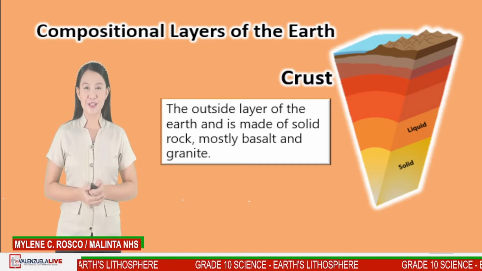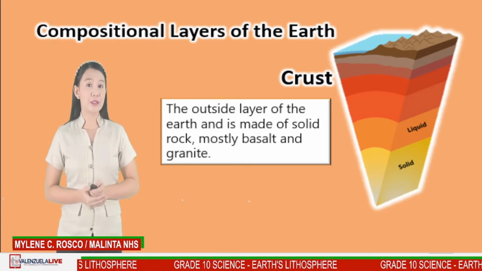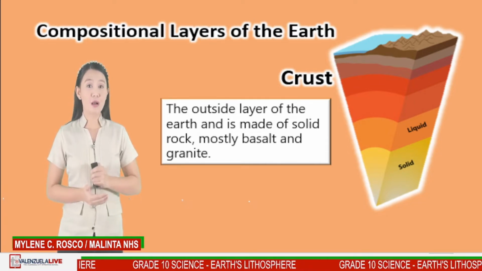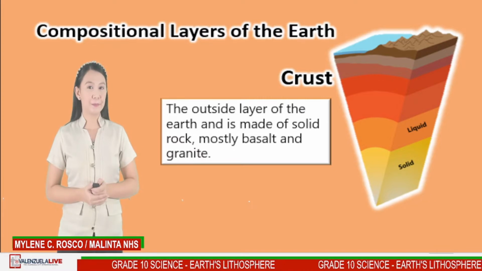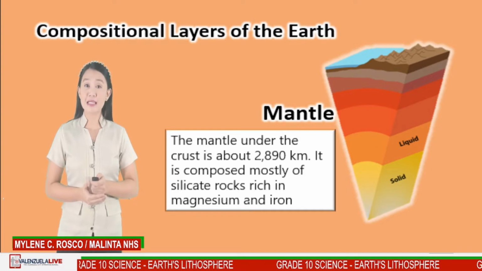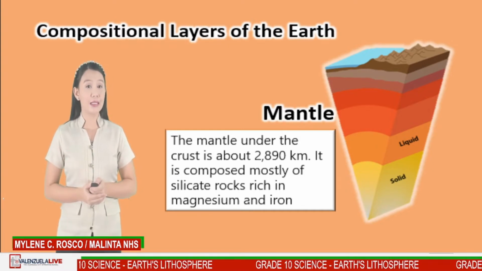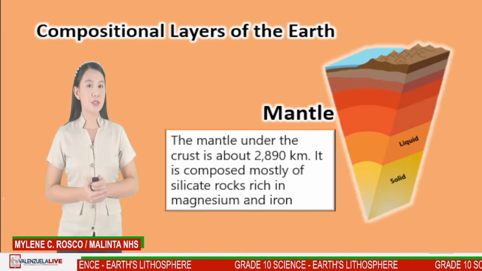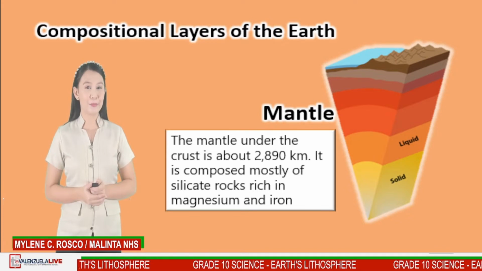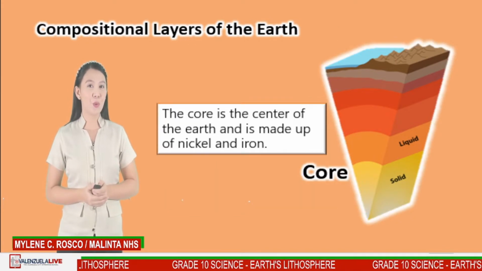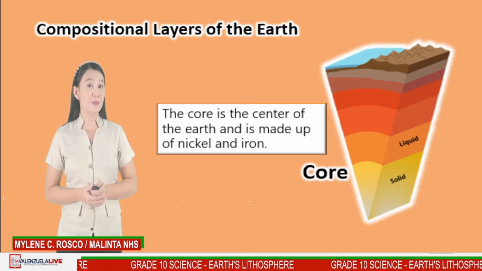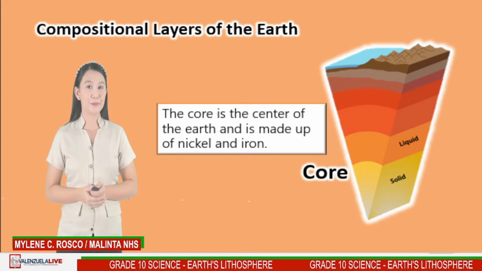Let's start with the Earth's crust. Crust is the outer layer of the Earth and is made of solid rock, mostly basalt and granite. Next is the mantle. The mantle is under the crust and is about 2,890 kilometers. It is composed mostly of silicate rocks, which is rich in magnesium and iron. And last is core. The core is the center of the Earth and is made up of nickel and iron.